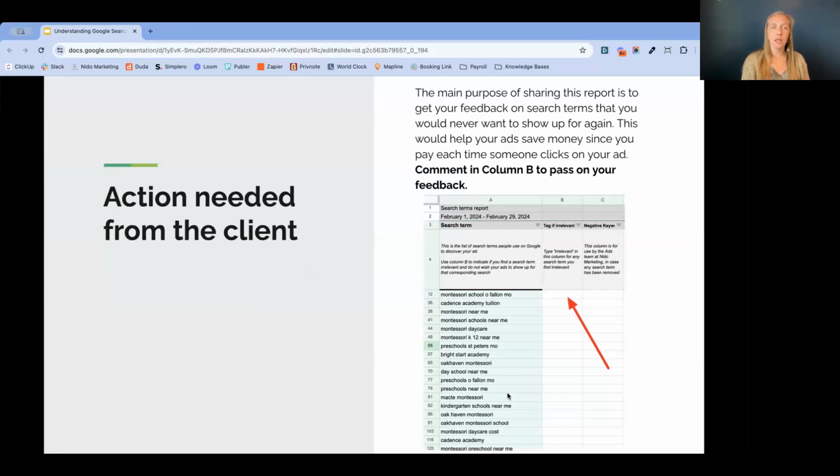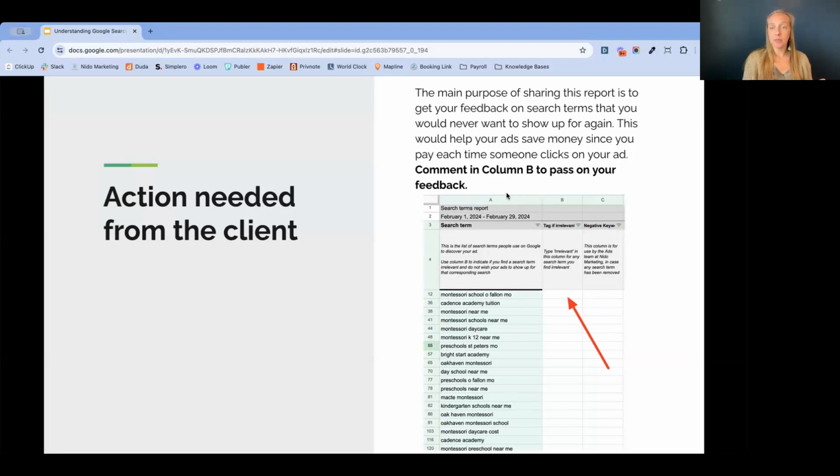So column B in our search term report is where we need the action from most of our clients. The reason we share this report with our clients is to get your feedback on these search terms, especially for those that you would never want to show up for. This will help your ads save money at the end of the day, so you're not paying when someone clicks on your ad for that search term.